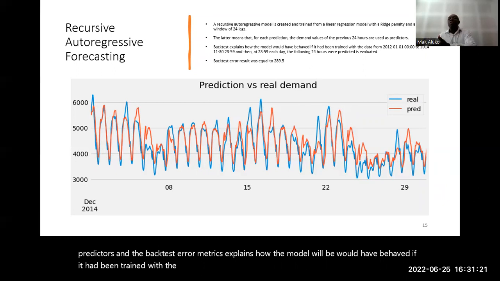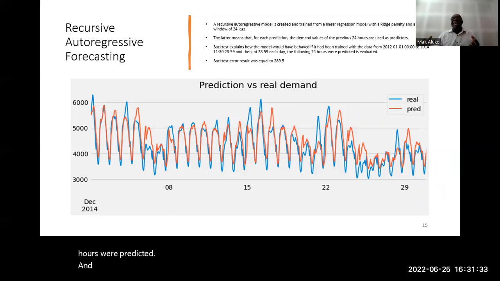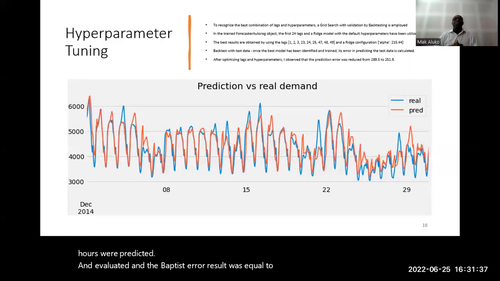from 2012 to 2014 at 23:59 hour each day. The following 24 hours were predicted and evaluated, and the backtest error result was equal to 289.5.